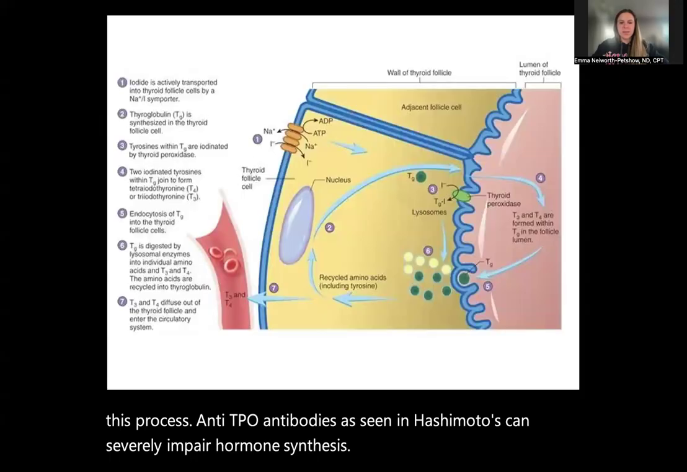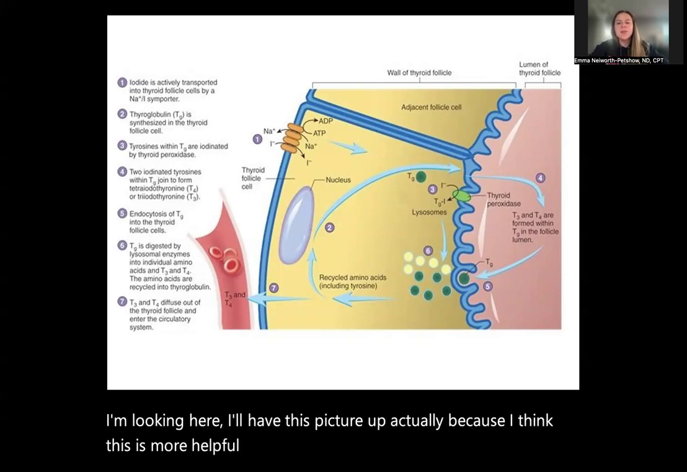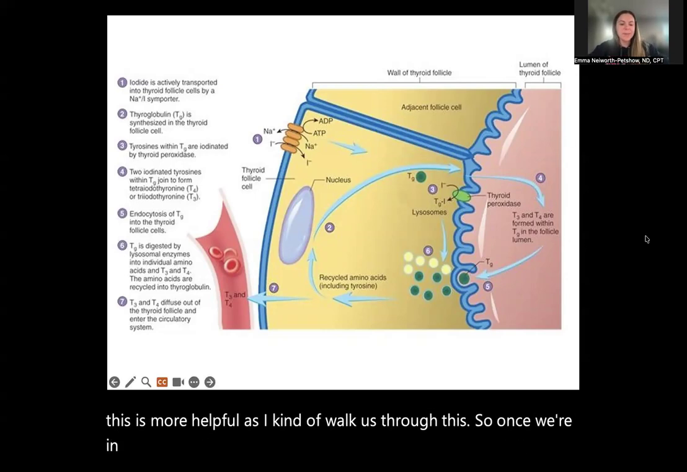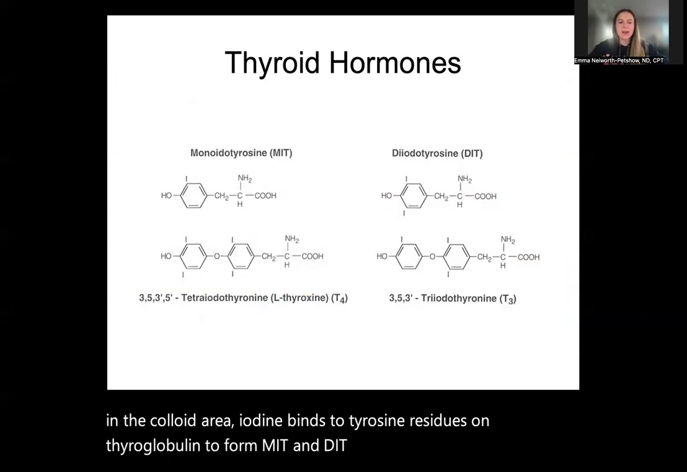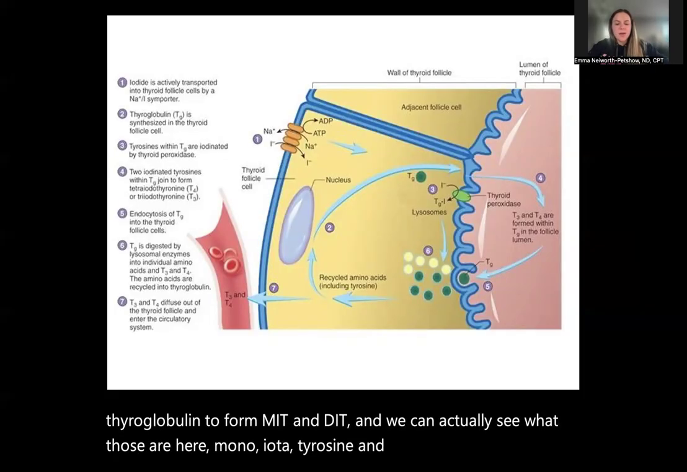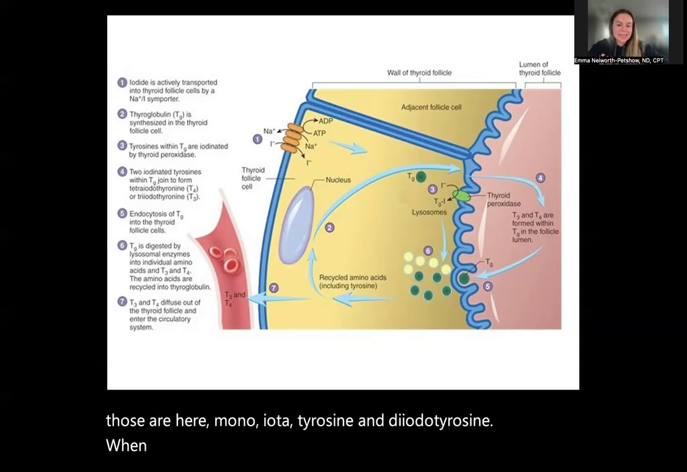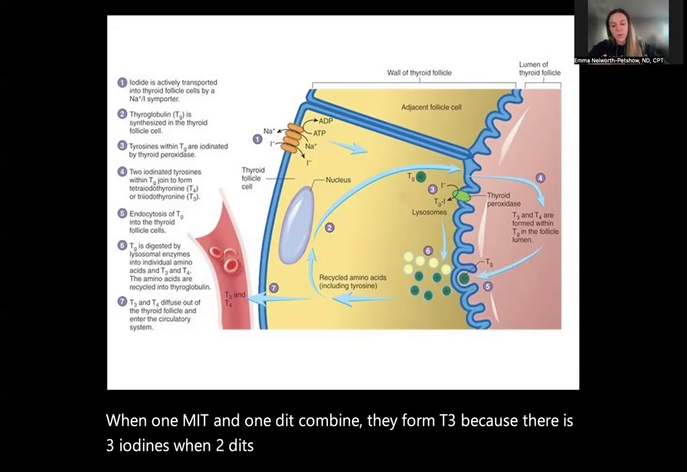And looking here, I'll have this picture up actually, because I think this is more helpful as I walk us through this. So once we're in the colloid area, iodine binds to tyrosine residues on thyroglobulin to form MIT and DIT. And we can actually see what those are here, monoiodotyrosine and diiodotyrosine. When one MIT and one DIT combine, they form T3 because there's three iodines. When two DITs combine, they form T4, which would make sense logically.